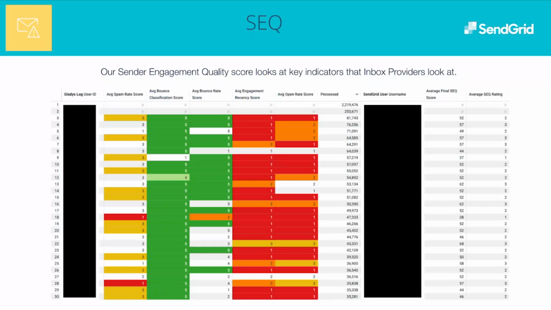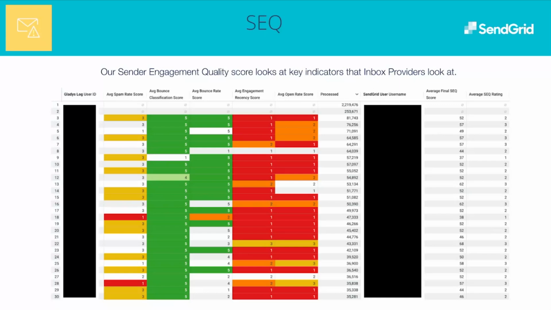But what I really want you to focus on is the average engagement recency score and the average open rate score. And really the average open rate score is tied to the average engagement recency score. Because what we're looking at with the average engagement recency score is who are you sending to? Are you sending to audience members that have engaged with you? Or are you sending to audience members that have not previously engaged with you or have maybe engaged a while ago, but they haven't engaged in the last month or so? So it's assigning a score based on the metrics that we can see in our system.